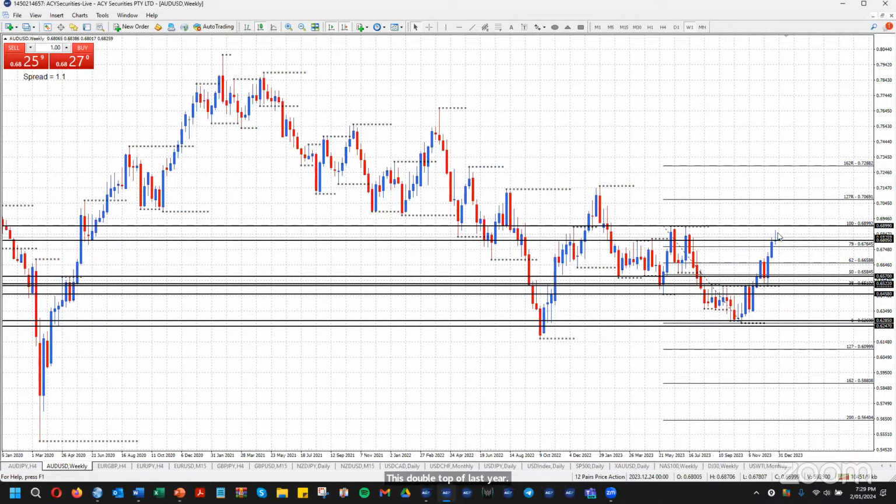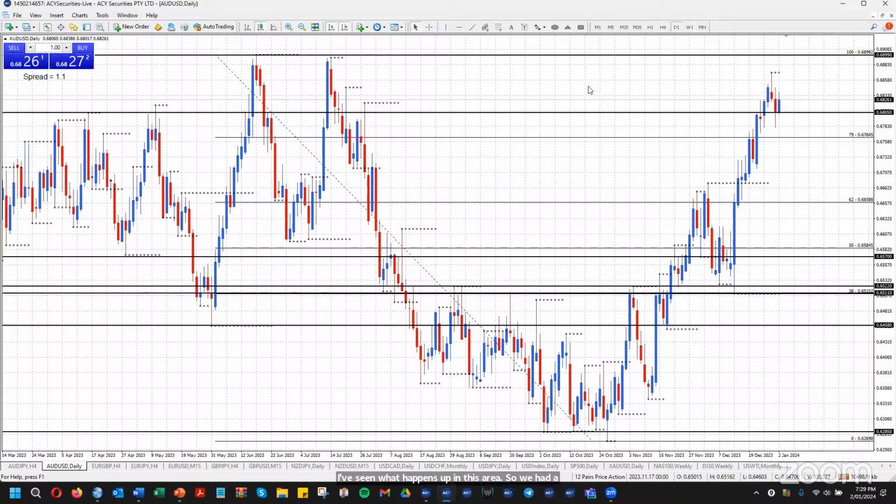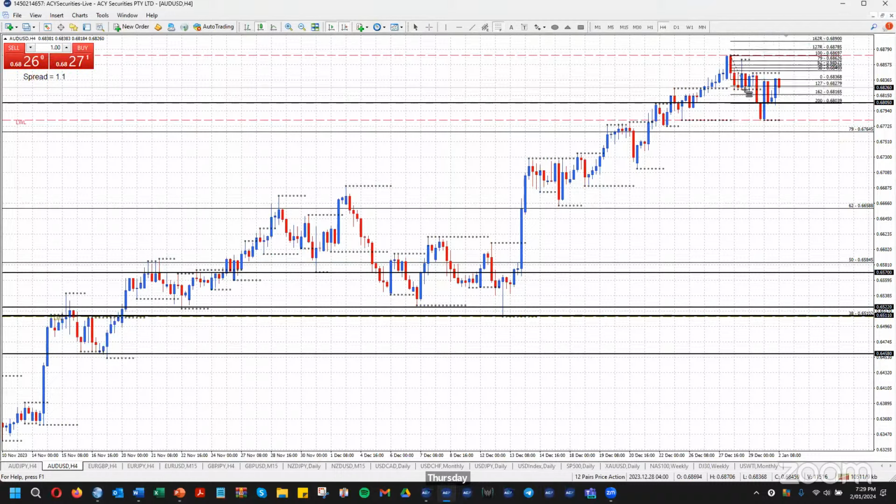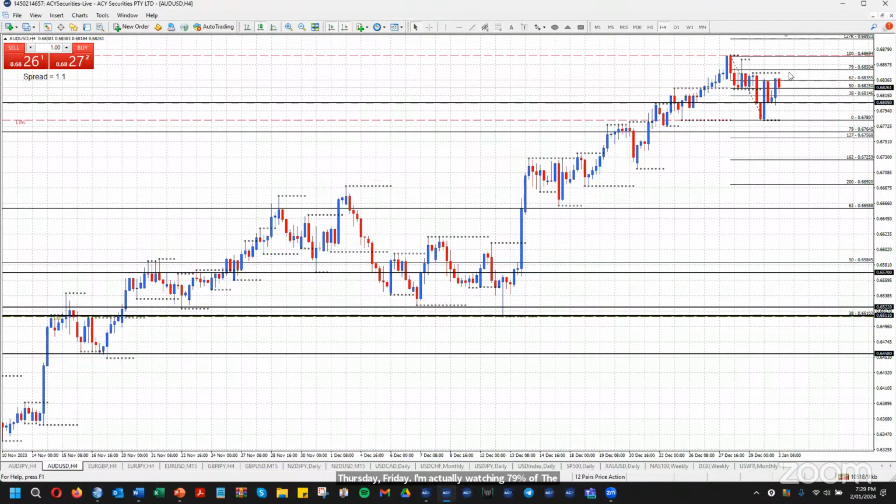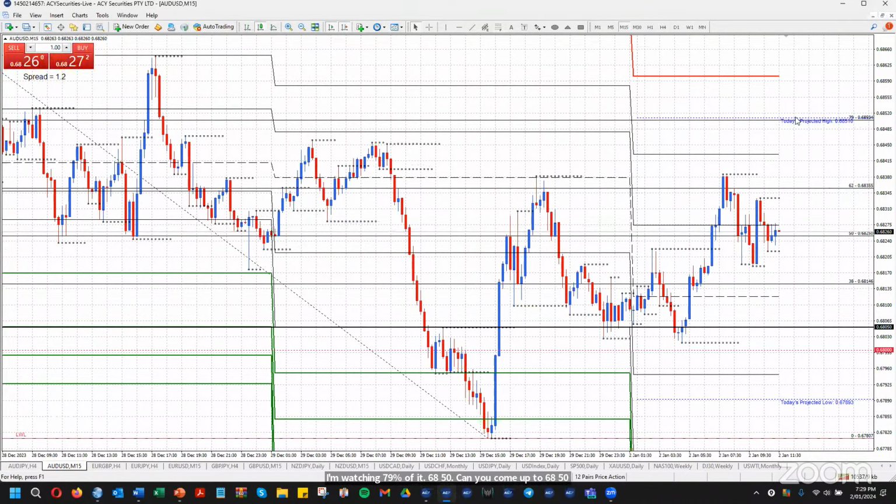So we could actually form, this has been fractionally short there, but I would be more than happy to consider this to maybe be, if it starts to hold where it is, a double top on a larger scale here for a further move down this year. Obviously, what happens up in this area. So we had a rejection from up here last week, Thursday, Friday. I'm actually watching the 79% of the rejection down, last week's range here. I'm watching the 79% up at 68.50. Can it come up to 68.50 and fail? And today's projected high pretty much comes in an area, so I'm actually watching this area here, 68.50, 51.